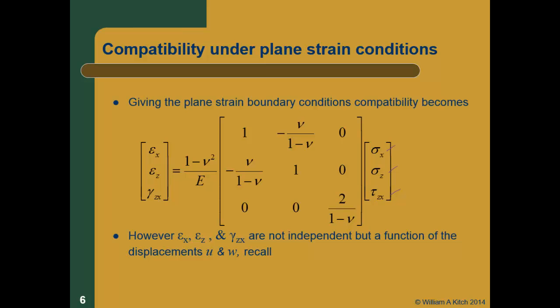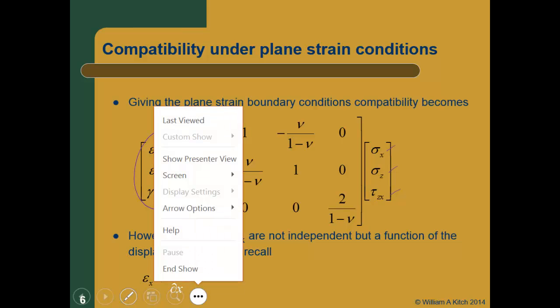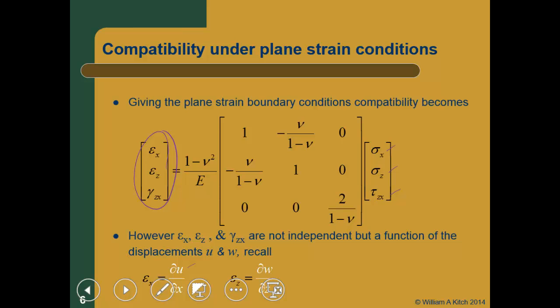But these strains on this side are not independent, they're a function of the displacements we have in the mass. So you remember, and we derived these before, that epsilon x was the partial of the u displacement in the x direction, du with respect to x. Epsilon z is the displacement in the z direction, dw with respect to z. And the shear strain, if you remember, was du dz plus dw dx.